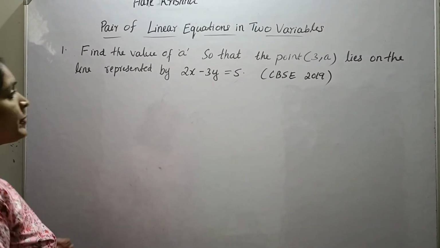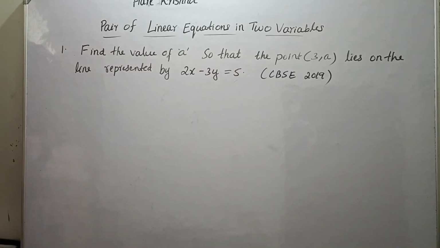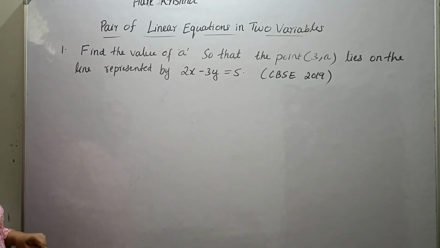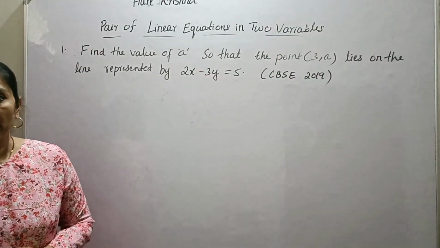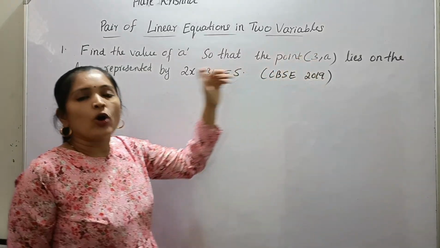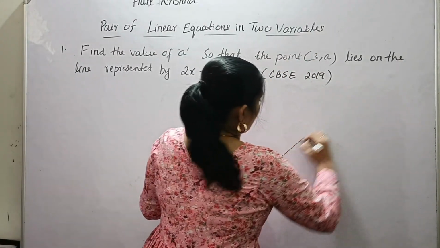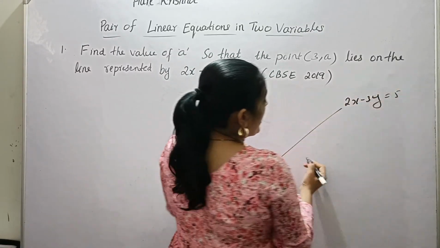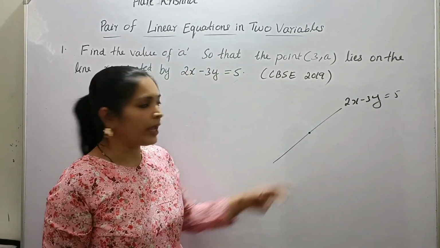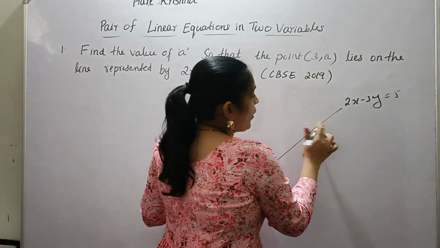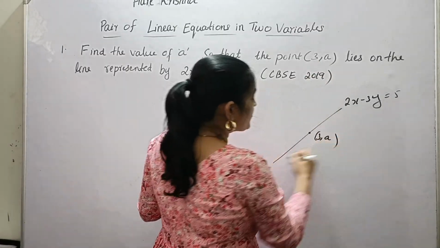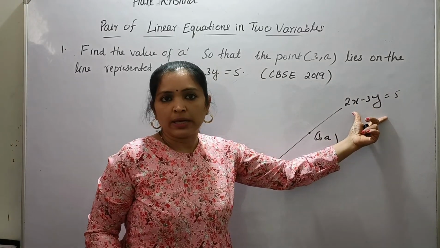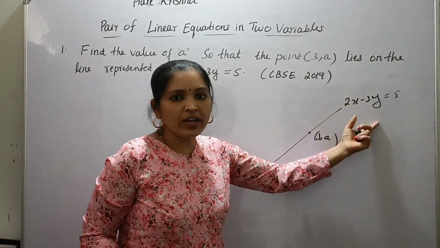Look at this question, CBSE 2019 question. Find the value of a so that the point (3, a) lies on the line represented by 2x minus 3y is equal to 5. See, a point lies on the line, anywhere on the line. This point is (3, a). This point lies on the line means this point satisfies this equation. That is, (3, a) satisfies this equation.